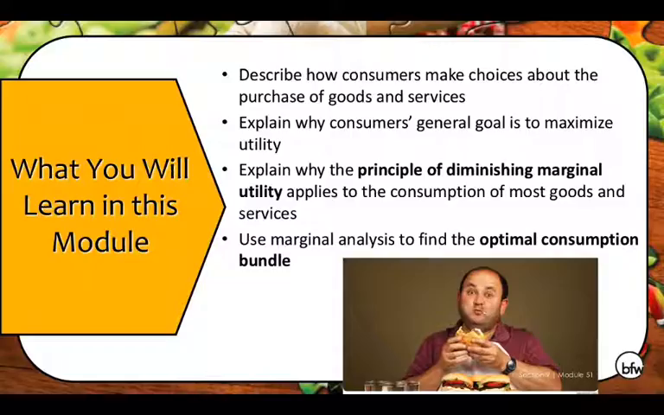So in this module, the final module of Unit 3, looking behind the demand curve at consumer choices, we will describe first how consumers make choices about the purchase of goods and services. We'll explain why consumers' general goal is to maximize their utility. I'll explain why the principle of diminishing marginal utility applies to the consumption of most goods and services. And once again, we'll use that economic tool of marginal analysis to find the optimal consumption bundle.